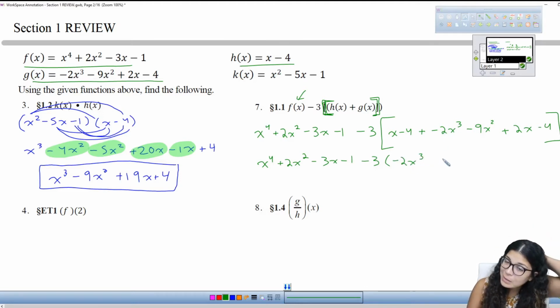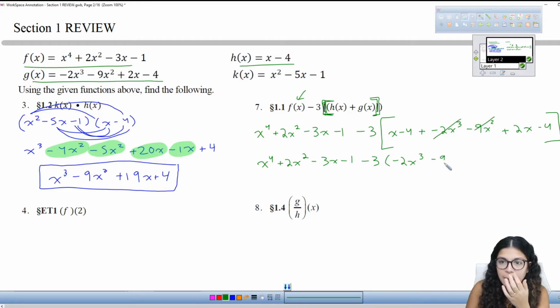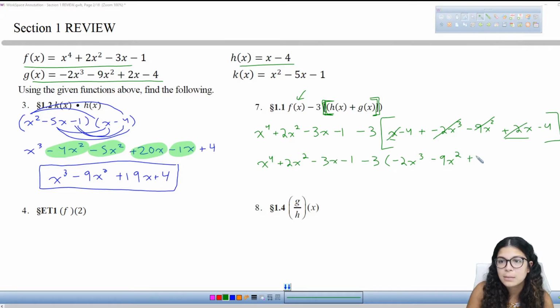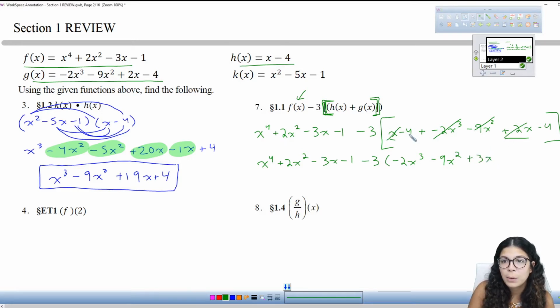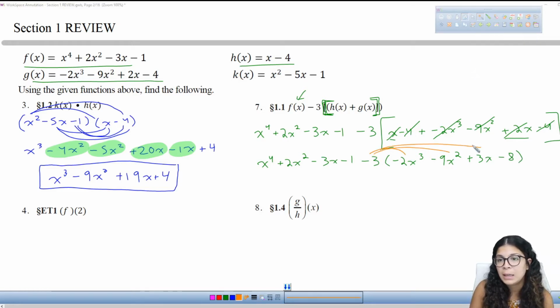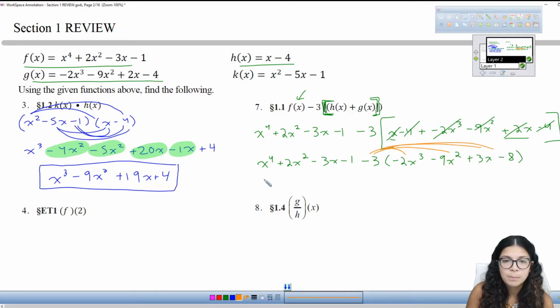Remember, you want to keep it in standard form, so highest exponent to lowest. Negative 9x squared will go next. I can't combine that with anything else. Now, x plus 2x I can combine. X plus 2x is 3x. And negative 4 minus 4 is negative 8. I've used all my terms. Now I can go ahead and multiply in the negative 3. So I'm going to, again, bring down my front term. And then I can distribute the negative 3.